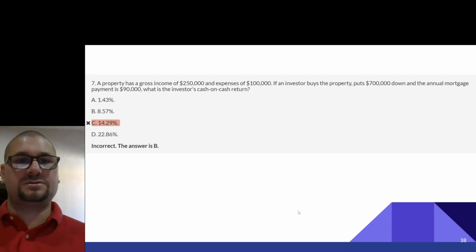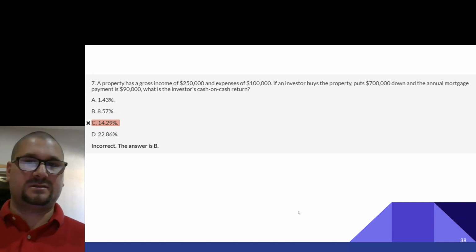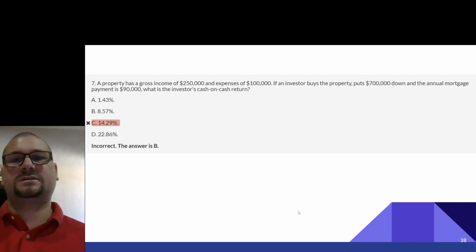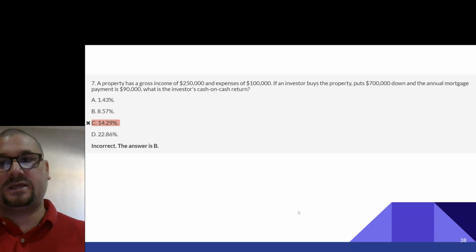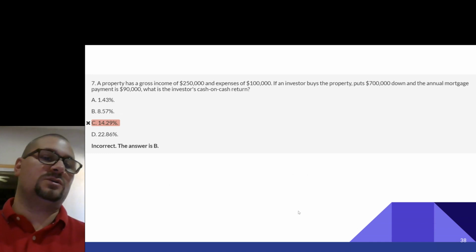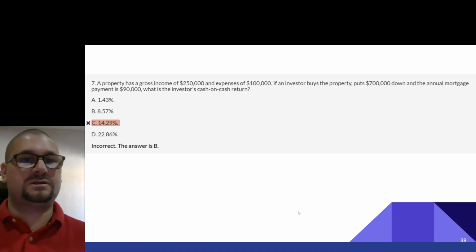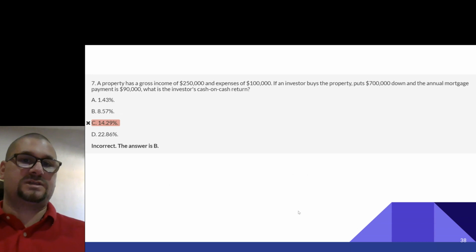A property has a gross income of $250,000 and expenses of $100,000. If an investor buys the property, puts $700,000 down, and the annual mortgage payment is $90,000, what is the investor's cash on cash return? Bravo, 8.57%.